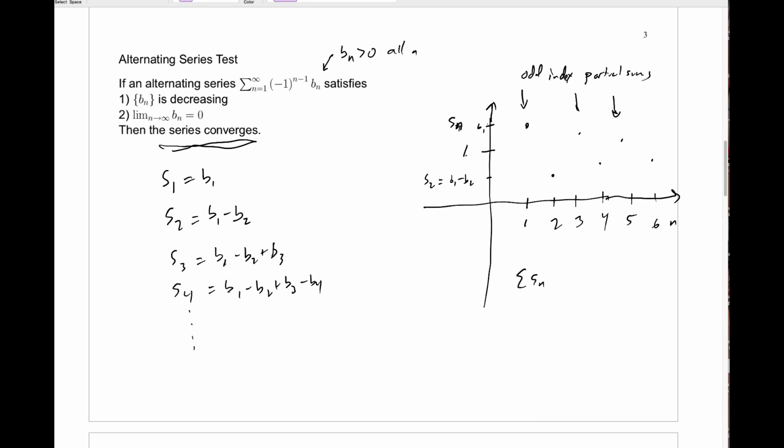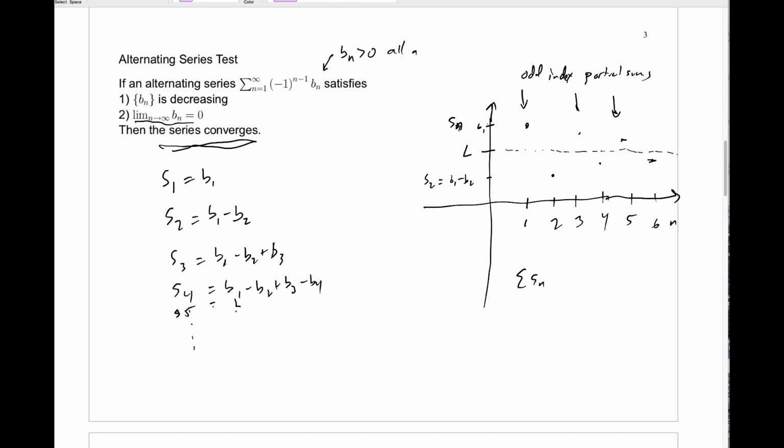The series converges to some number L if these partial sums all end up, let me put a dotted line here for L, if they all end up getting really close to this number L. And I claim that's guaranteed to happen if the sequence b sub n is decreasing and the limit of b sub n is 0. Why is that? Well, we've already seen if the b's are decreasing, then the partial sums have this pattern. The fact that the b sub n's have limit 0 is important to us because the difference between, for example, S5 and S6 is exactly b sub 5. Let me write that in here.